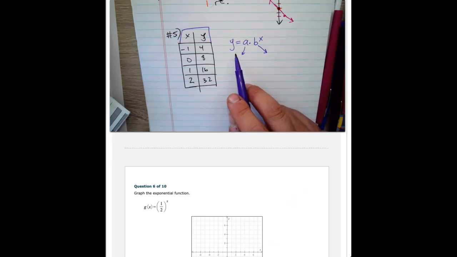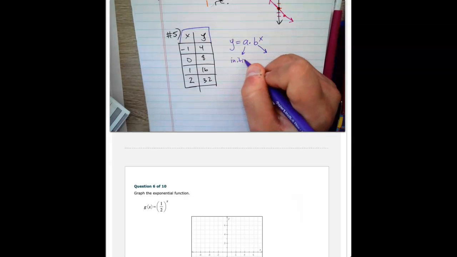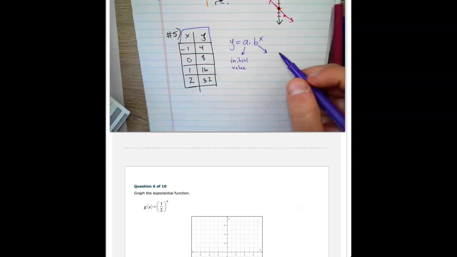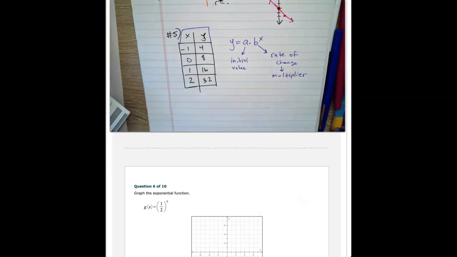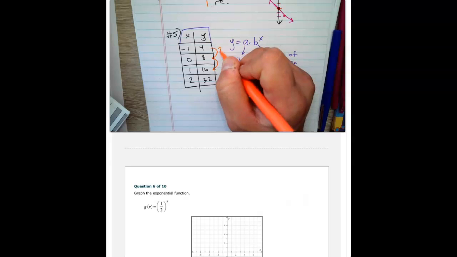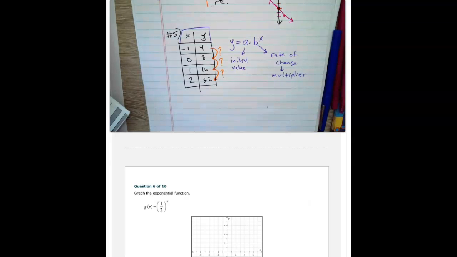So once it tells me it's exponential, you guys, I know the format for that equation. It's y equals a times b to the x power, where a is the initial value, which is still where x equals 0, it's y. And then b is the rate of change, which I'm going to give you one more word for. It's the multiplier. B is the multiplier for the outputs. So you'll find b by recognizing what they are multiplying by here to go from 4 to 8, and then from 8 to 16, and 16 to 32. What are they multiplying by?